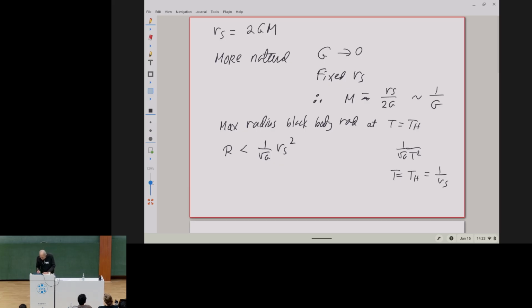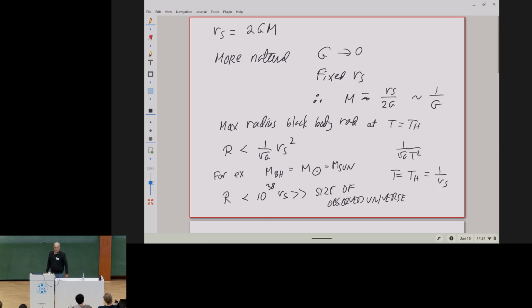And so, as G goes to 0, that's extremely big compared to the size of the black hole. For example, if the mass of the black hole is the mass of the sun, then R is less than 10 to the 38 times the Schwarzschild radius of the black hole, which is much bigger than the size of the observed universe. So you can't have perfect equilibrium with black hole radiation going off to infinity in Minkowski space, but you can come very, very close to that.